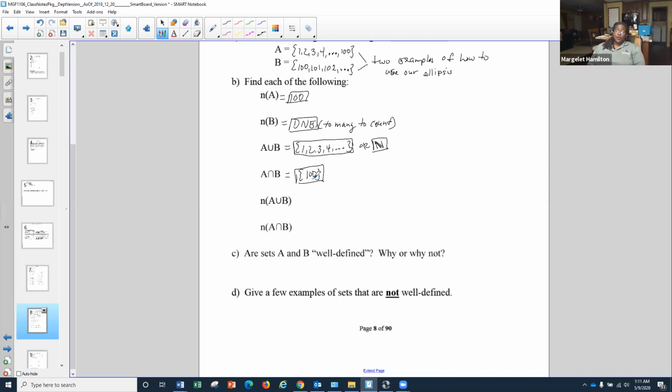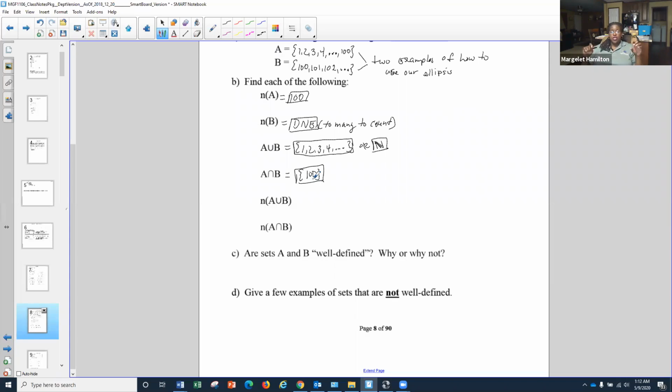Now it looked like it was going to be a whole lot more. But if you pay attention, they only overlap with that one number, right? Now they're asking us for the cardinality. So the cardinality of A intersect B. The cardinality, I'm sorry, A union B. So the cardinality, remember, is just a number we can count.